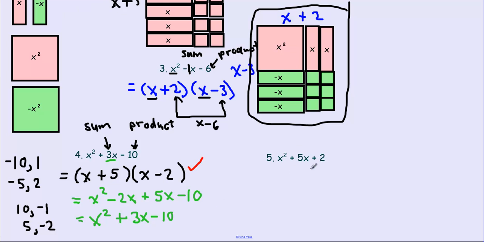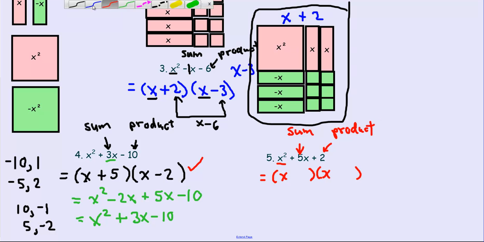Last one here, number 5. So we're trying to factor this into two binomials. This has to start with an x here and an x here, because it's x times x that gives you this x squared. The sum here would be 5, and the product would be positive 2. The two numbers we're looking for at the ends of these binomials would multiply to positive 2. So let's write out all the numbers that multiply to positive 2. Well, let's see now. 2 and 1. 2 and 1 multiply to 2. Oh, I guess negative 2 and negative 1 also multiply to positive 2.